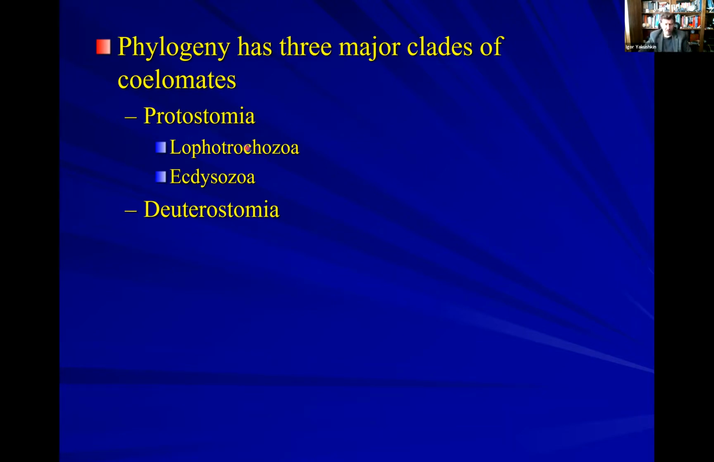Lophotroch means that at the larval development, they will have a round of tentacles, and in some cases the tentacles will stay in the adult creatures. So for example, mollusks. Ecdysozoa is the shedding of the outer skeleton, or having the outer skeleton. So that's the roundworms as well as the arthropods. And the deuterostomes, that's basically other creatures.